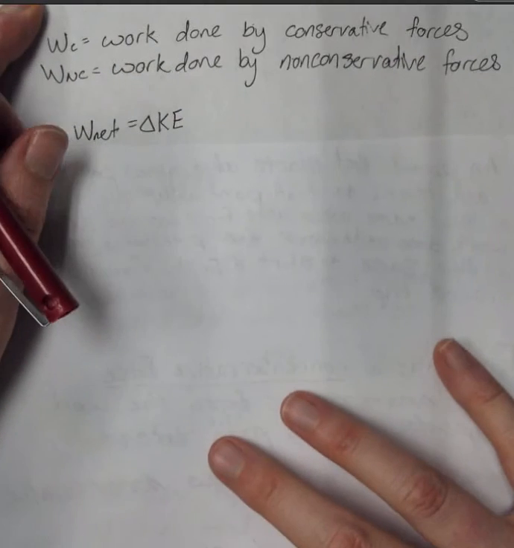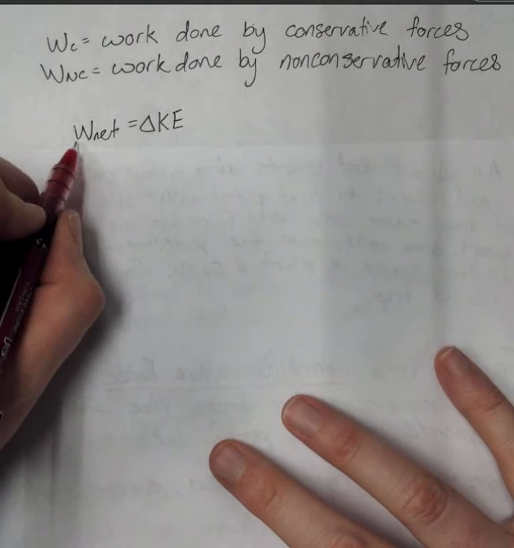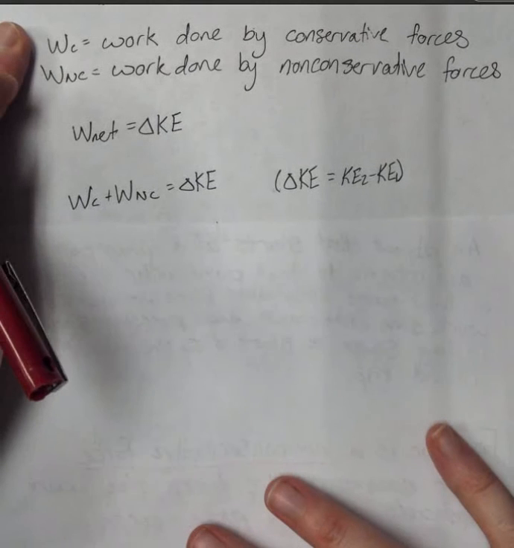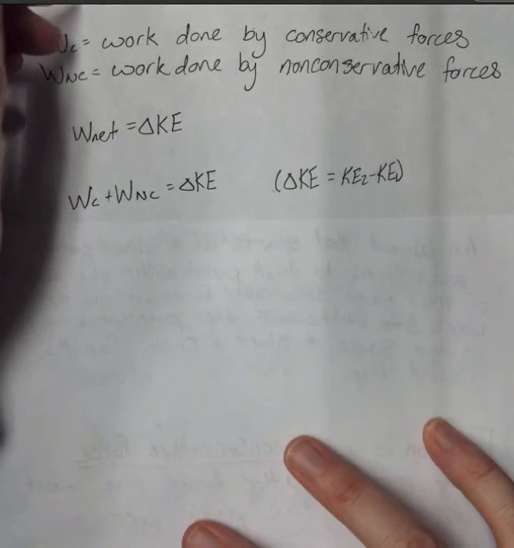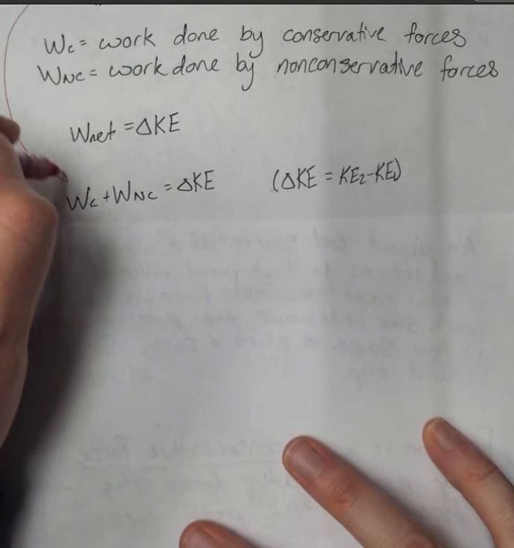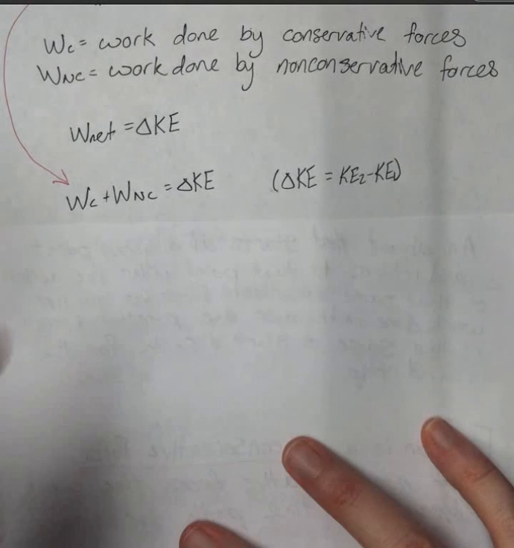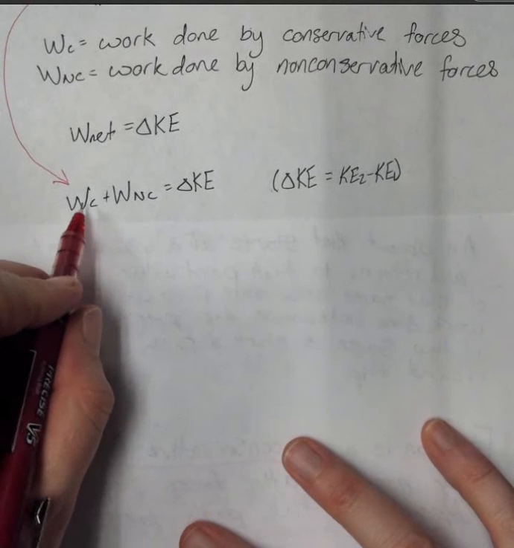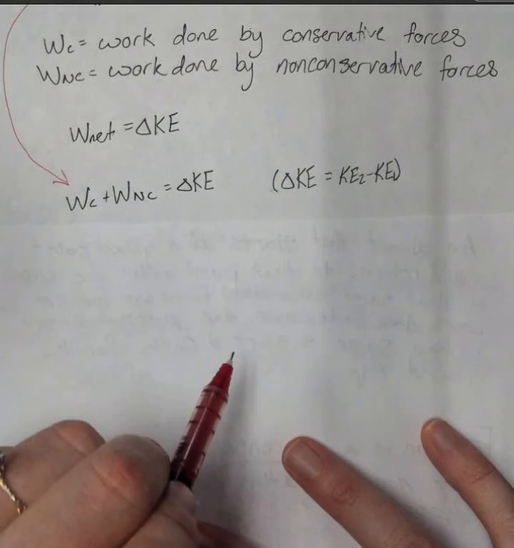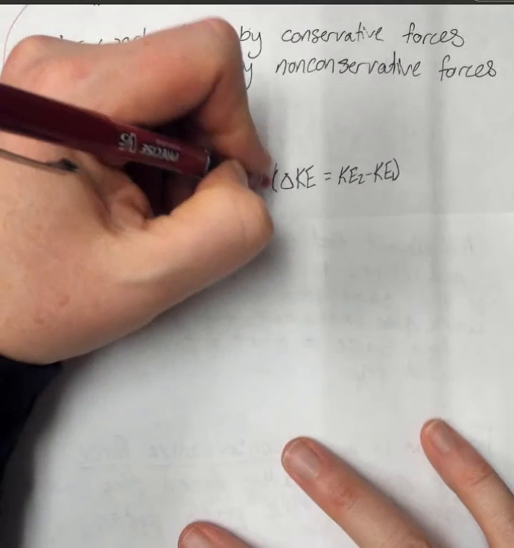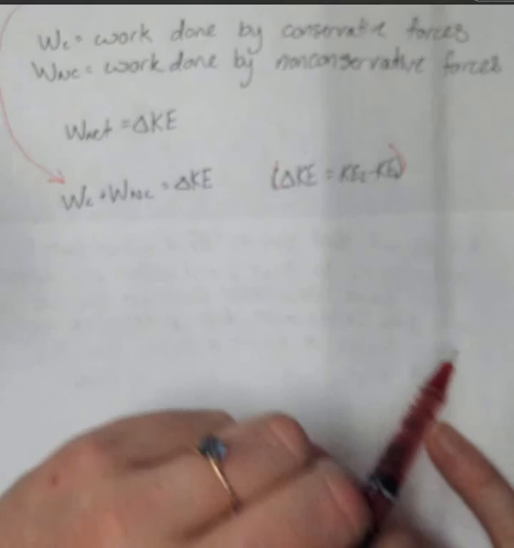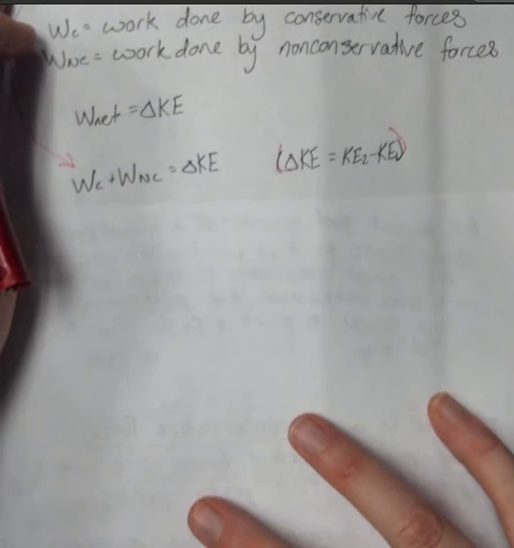And our work-energy principle says that the net work done on a system is equal to the change in kinetic energy. So what we do is we take this value here and we plug it in for W net, and we get that the work done by conservative forces plus the work done by non-conservative forces will equal the change in kinetic energy. We always remember change in kinetic energy is final position kinetic energy minus initial position kinetic energy, or done at two different instances of time.